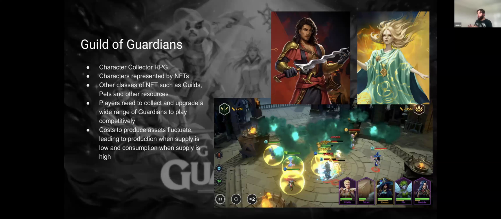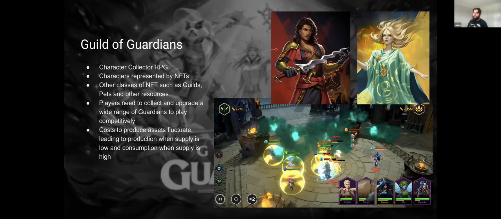Guild of Guardians is also a lot more complex than Gods Unchained in terms of the kinds of assets that are part of the game. We've got other NFT assets such as guilds, pets, resources that players can acquire. So this is a lot deeper evolution of what Web3 game economies can look like. We're still being very cautious. We still have a lot of things that are Web2 only, but this is our foray into much more complex open economies where assets are more actively traded, and we have to create incentives for all assets to be useful.